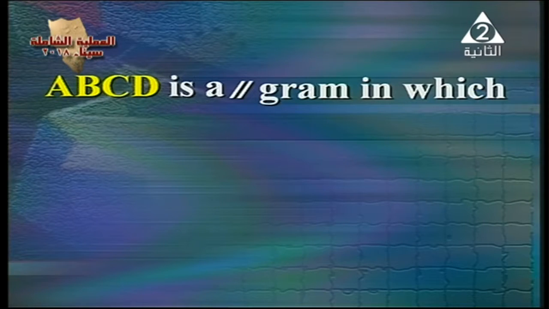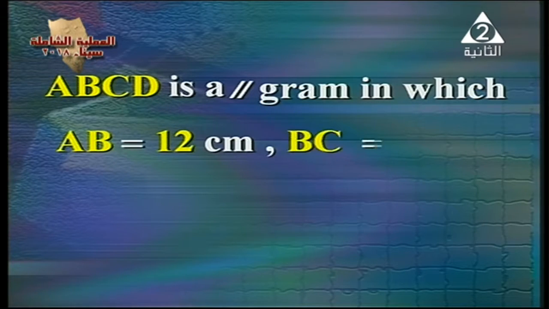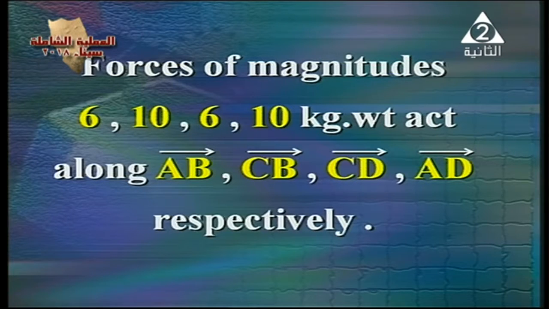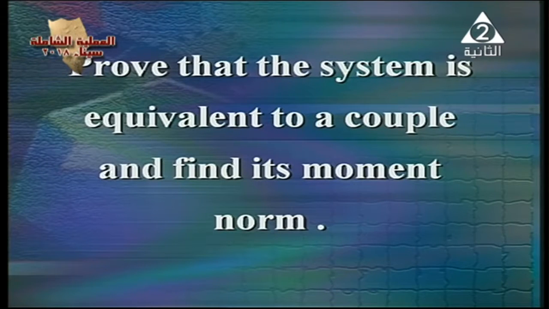Example. ABCD is a parallelogram in which AB is 12 cm, BC is 8 cm, and the measure of angle A equals 60 degrees. Forces of magnitudes 6, 10, 6, 10 kilogram weight act in the directions AB, CB, CD, AD respectively. Prove that the system is equivalent to a couple and find its moment norm.